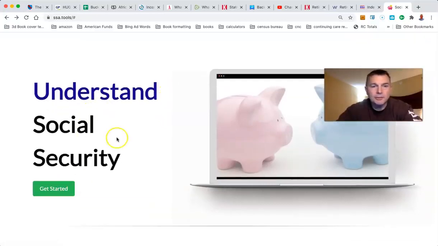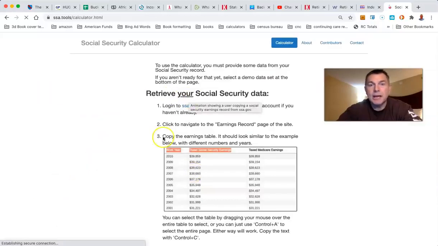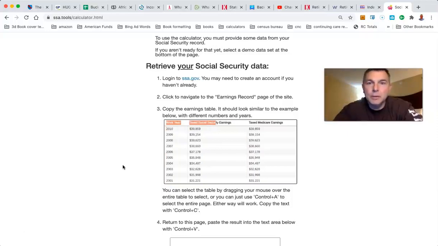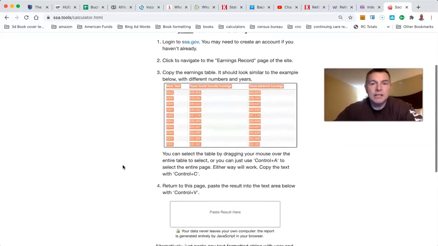Anyway, so you click on Understanding Social Security. Just click on Get Started. All right. And then it's going to tell you, you've got to go to SSA.gov to retrieve your data. You've got to do that anyway. It's stupid not to. And you need to save every single year, download and save a PDF of your record. I don't get why people don't do it. It's nuts.